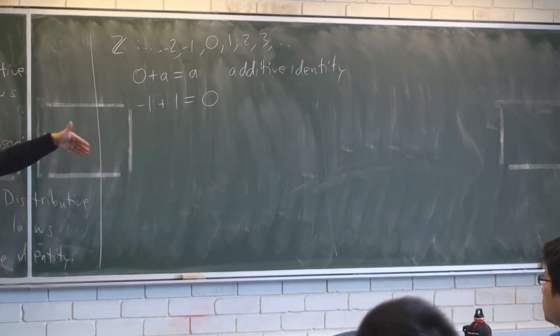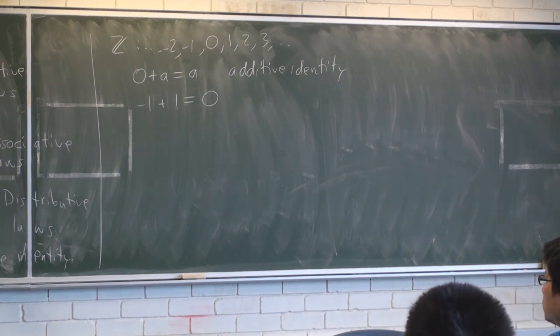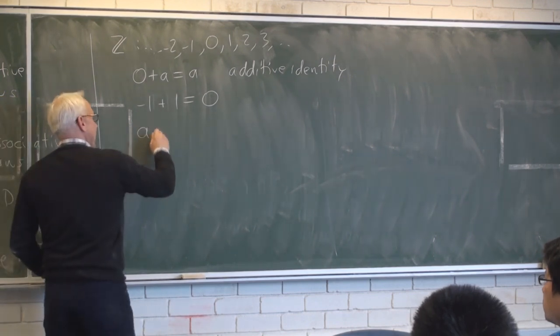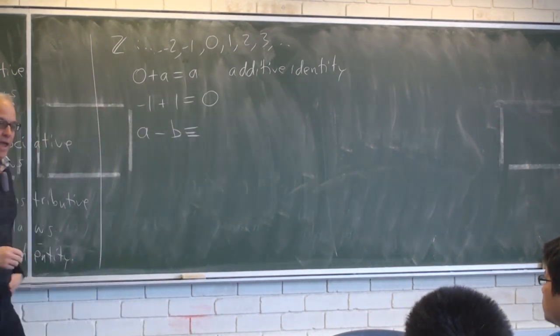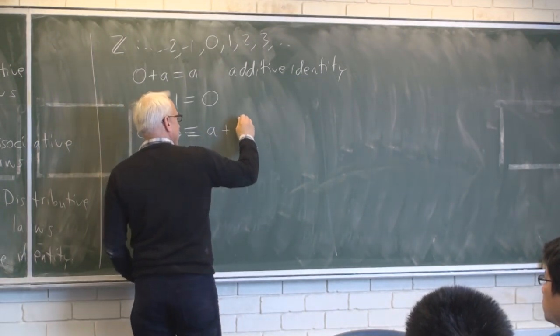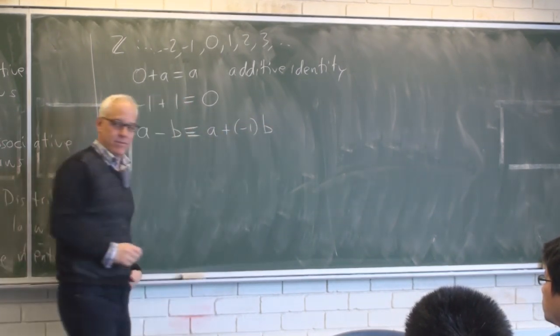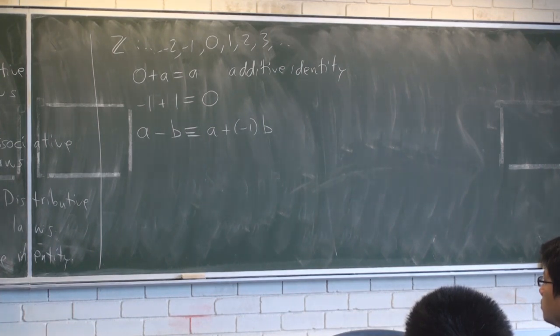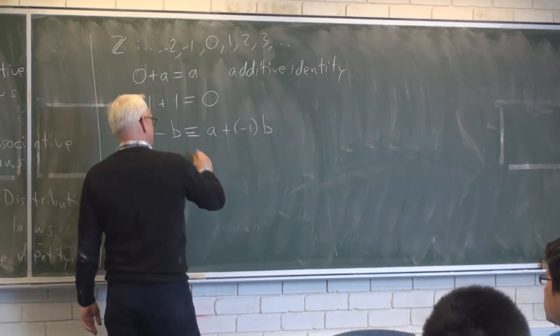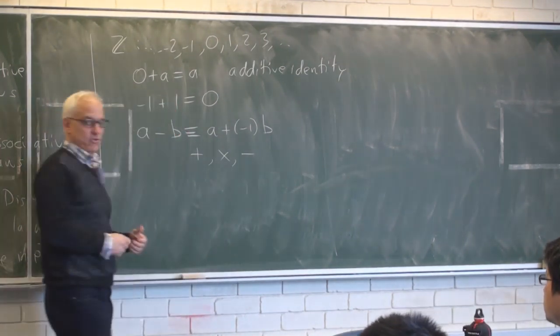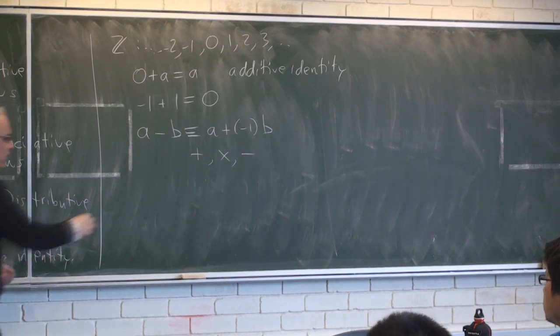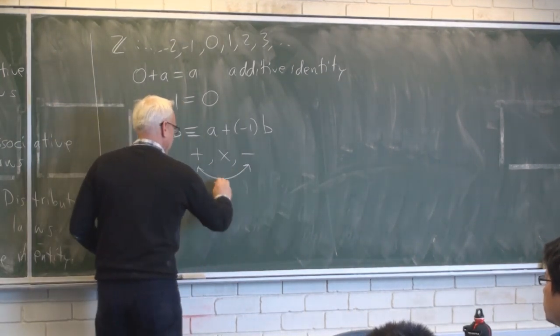And that's really the origin of a new operation called subtraction. So we can define A minus B to be A plus -1 times B. So we can build up subtraction from addition and multiplication together with this new element -1. Okay, so we get a new operation. So now we have 3 operations: addition, multiplication, and subtraction. And these are sort of inverse operations.